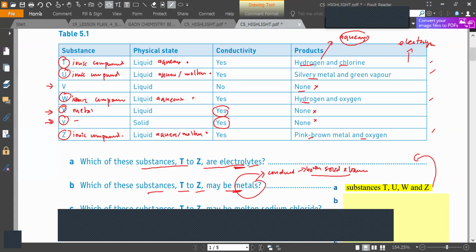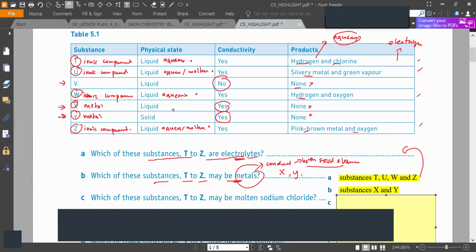Okay, hold on. So this one does not conduct, it is not metal. So our answer will be X and Y. X and Y. Okay, next.